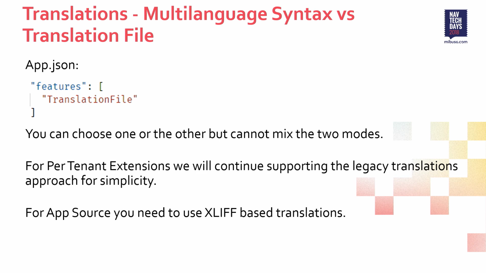Everyone is happy. It turned out not so much, because as some of you pointed out, in the cases of per-tenant extensions and in other situations, it's a bit cumbersome to actually have the xlif, and if you don't have a separate translation team or maybe even a translation agency and just do it yourself, it's far easier to still have them in the source files. So we reverted our previous planned decision about obsoleting CaptionML, and are sticking with it, but you can only choose one. You cannot use both at the same time. So we will allow you to use CaptionMLs still, just not for AppSource submissions. If you are submitting an app for AppSource, you will have to use xlif-based translations.